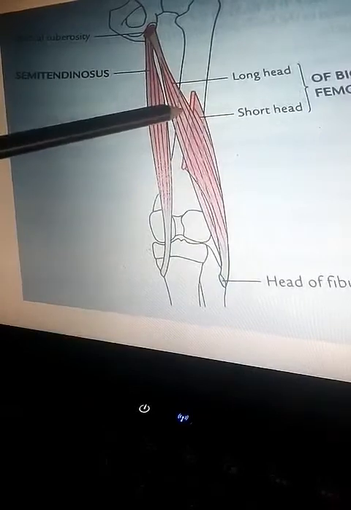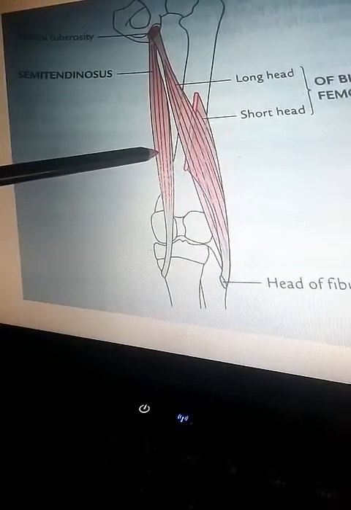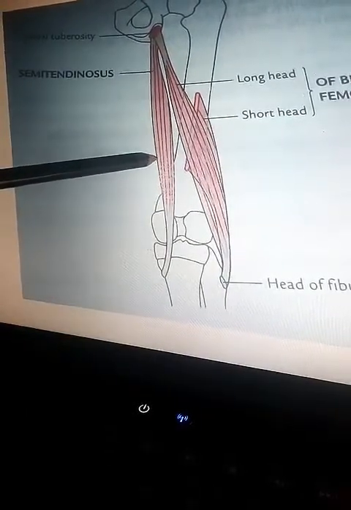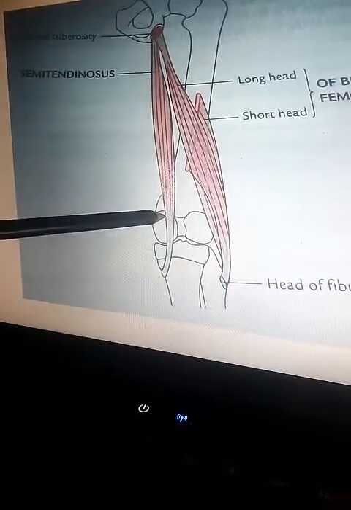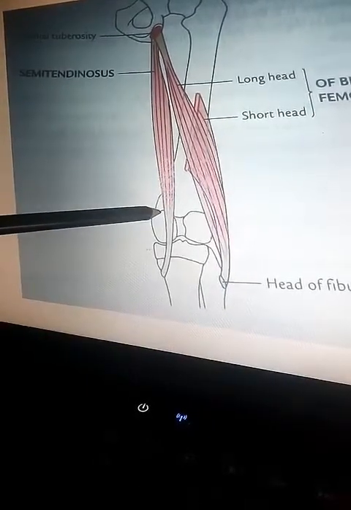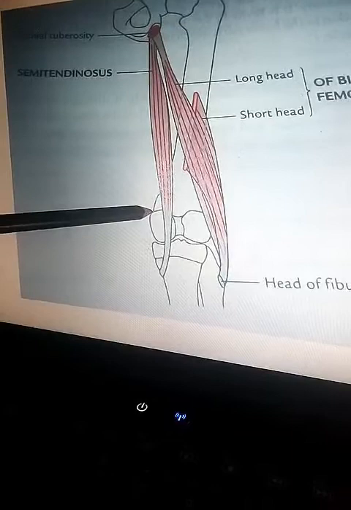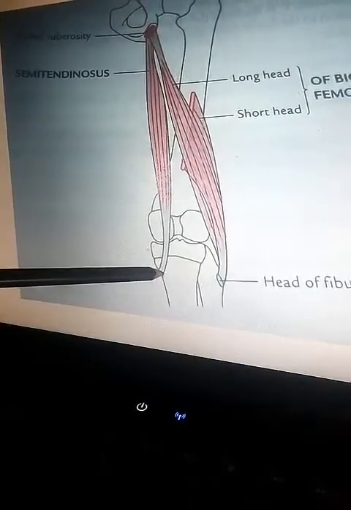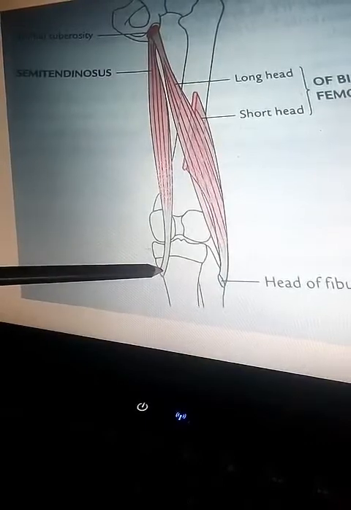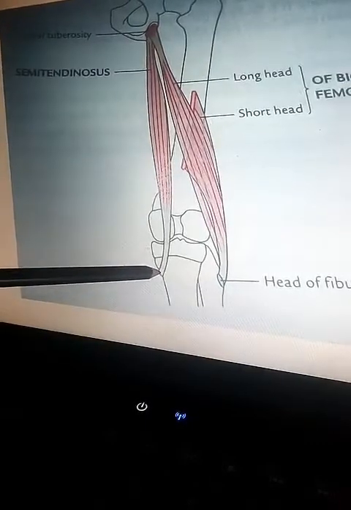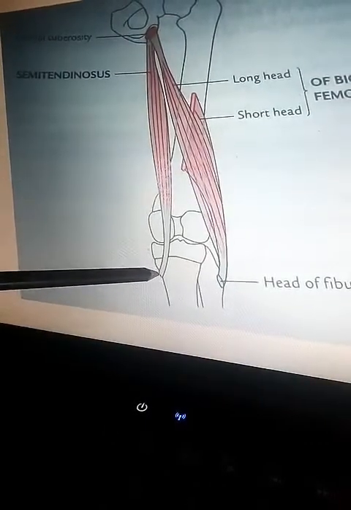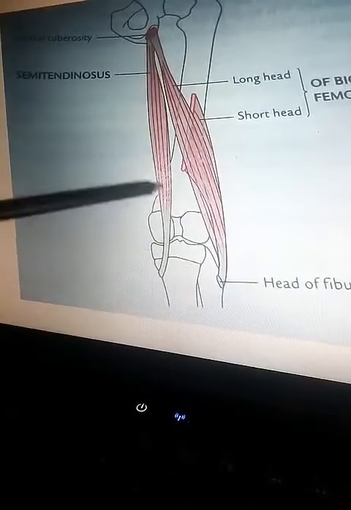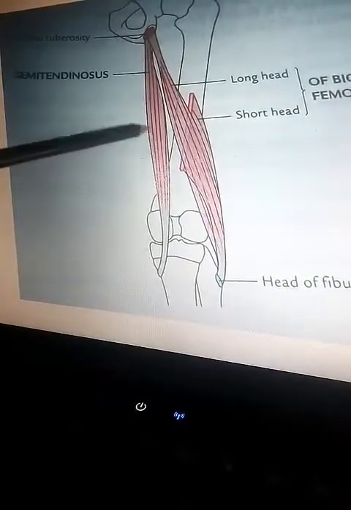In the lower part of the back of the thigh, it diverges medially and passes behind the medial condyle of the femur, and then curves downwards and forwards to be inserted into the upper part of the medial surface of the tibia behind the insertion of sartorius and gracilis. It is supplied by the tibial part of the sciatic nerve.